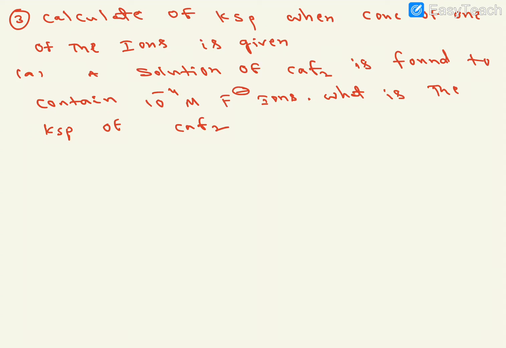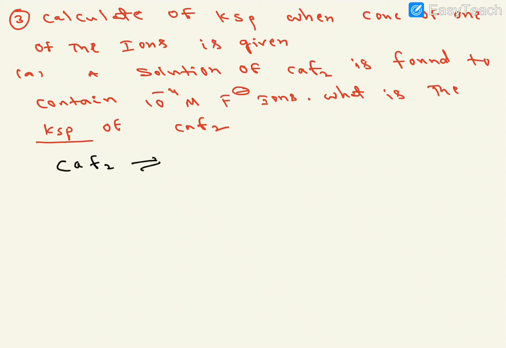Right, one more question here. Calculate the KSP value when the concentration of one ion is given. So they are giving one ion concentration, and we have to find out the KSP value. A solution of CaF2 is found to contain 10 to the power of minus 4 molarity of F minus ions. What is the KSP value of CaF2? So we want to find the solubility product. How to do this type of model question?